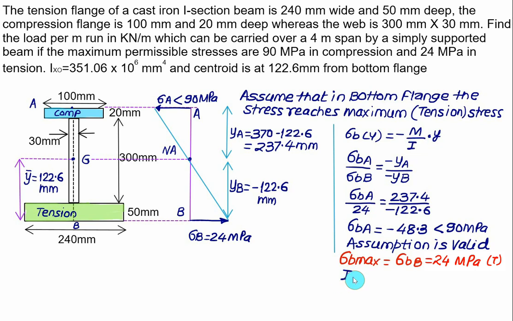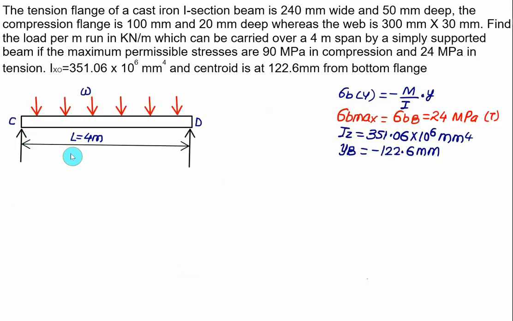I will collect the value of I_z also. We have I_z, the same as I_xx, equal to 351.06 times 10 to the power 6 mm to the power 4. In addition to this, I require the value of y. The value of y_B will be required actually, because we are interested at point B. y_B is equal to minus 122.6 mm.